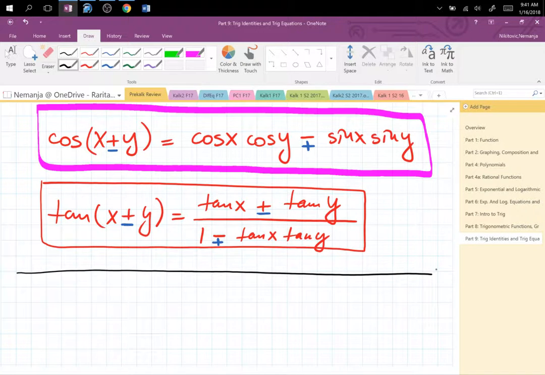The cosine formula will give us an insane amount of good formulas coming up next. But let's first think about some of the identities. I just want to find some problems here. There we go.